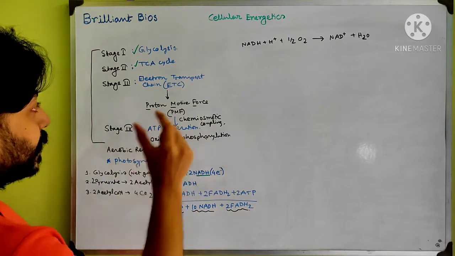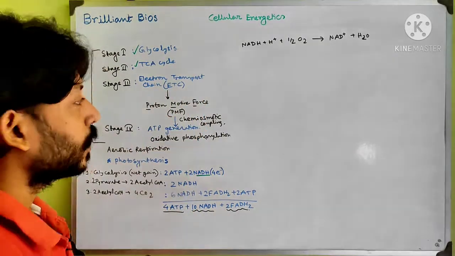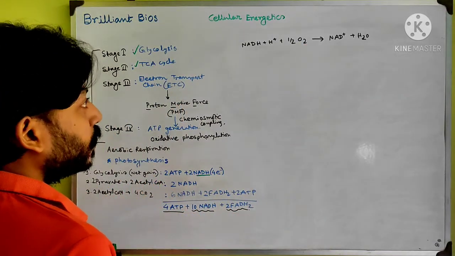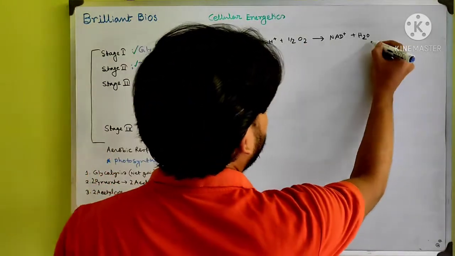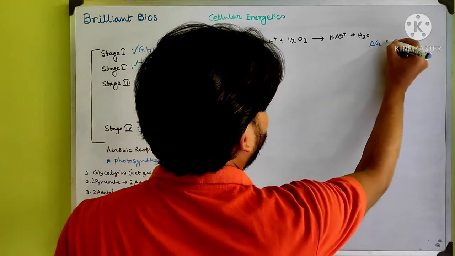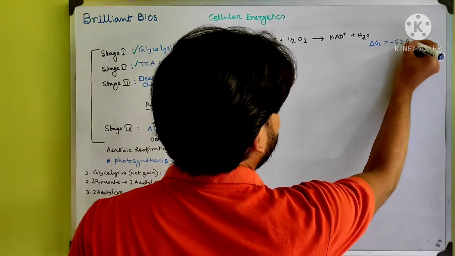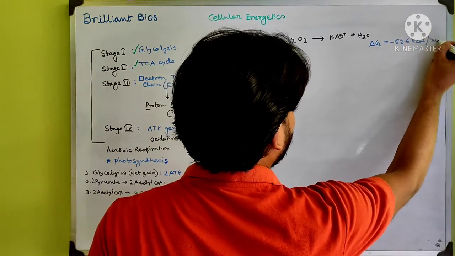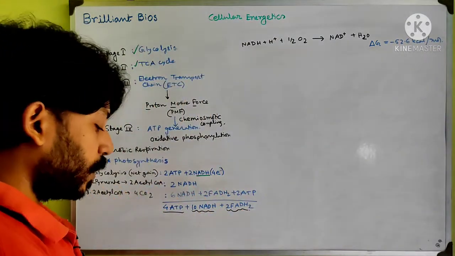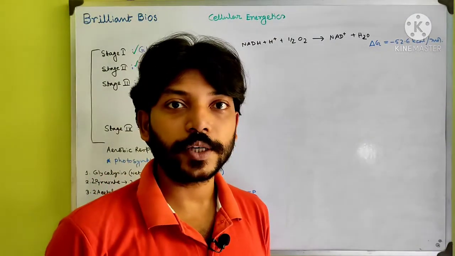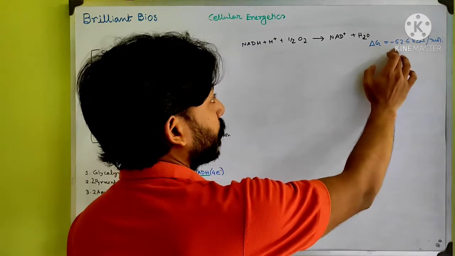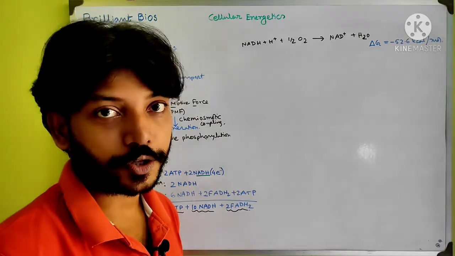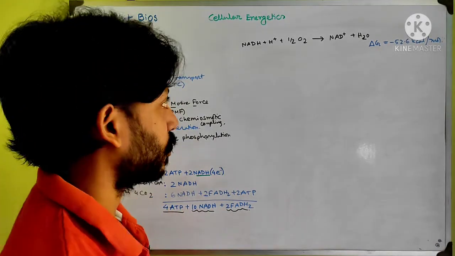The ultimate electron acceptor in this electron transport chain is molecular oxygen. But the important fact about this reaction is the delta G. The Gibbs free energy of this reaction is minus 52.6 kilocalorie per mole. From this Gibbs free energy, or delta G, we know that as it is negative, this reaction is spontaneous in this direction. It doesn't require any energy. This type of reaction is called an exergonic reaction.